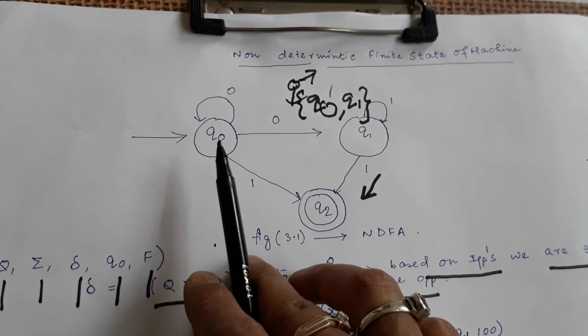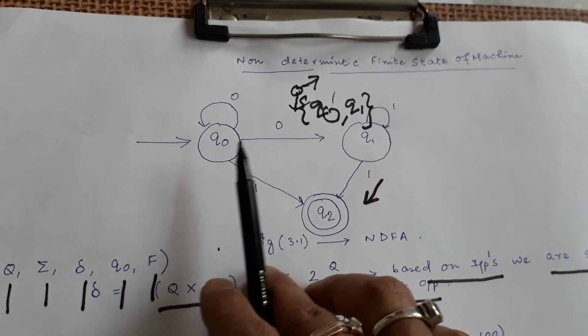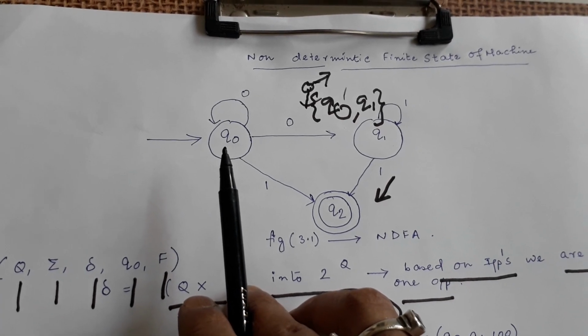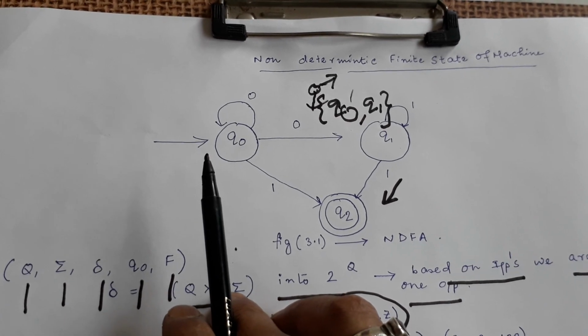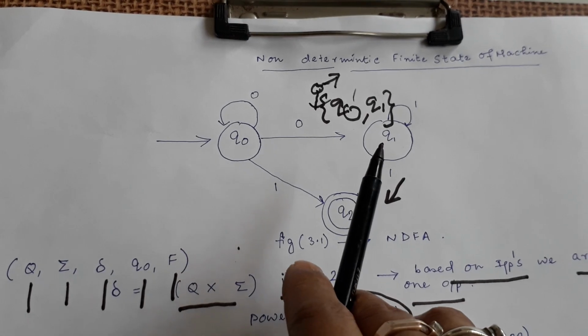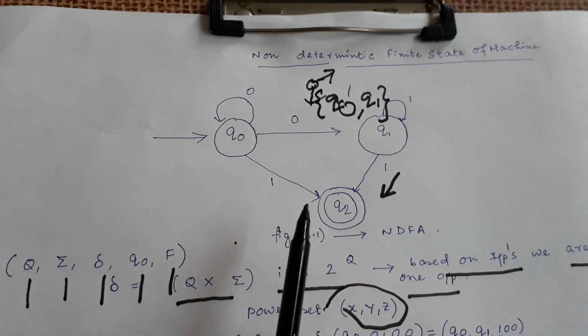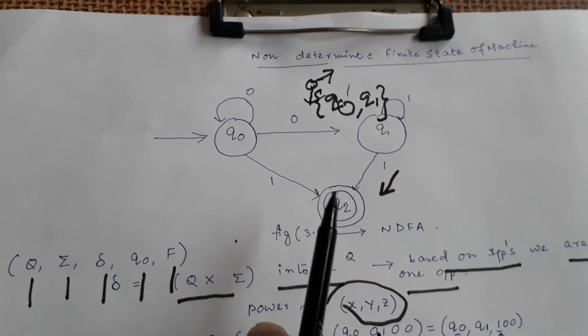In this case we are having three different states, that is Q0, Q1 and Q2. Q0 is the initial state, right? Because the arrow is pointing towards it. And Q1 is another state, and Q2 is the final state, right? Because it consists of two concentric bubbles.